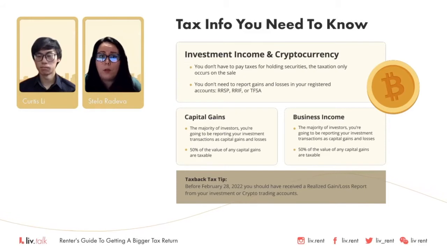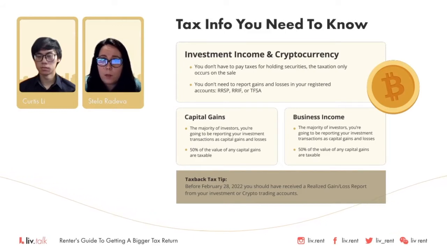And of course, if you're using a registered account like TFSA, RRSP, or RRIF, then you won't be paying any tax on the gross. If you're reporting your investment income as capital gains, you will need to put 50% of that total number on line 12700 on your tax return.